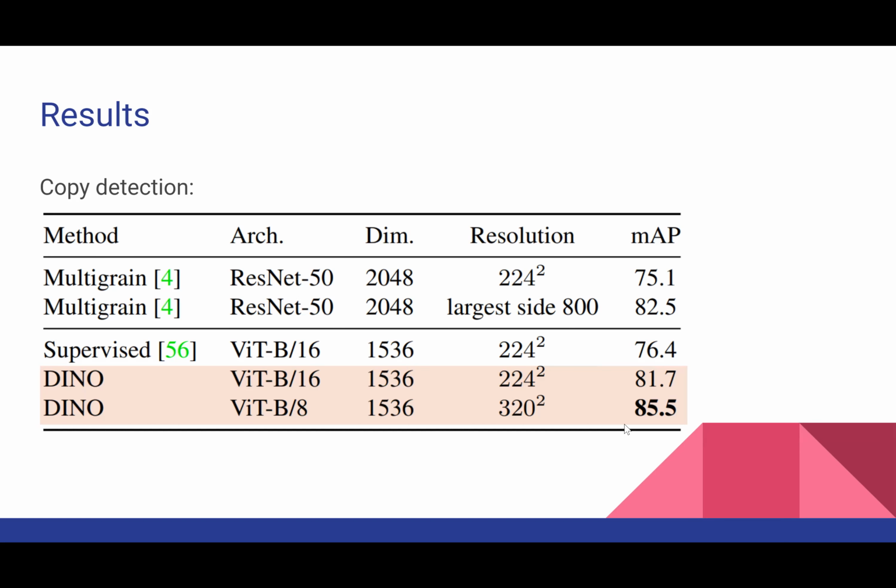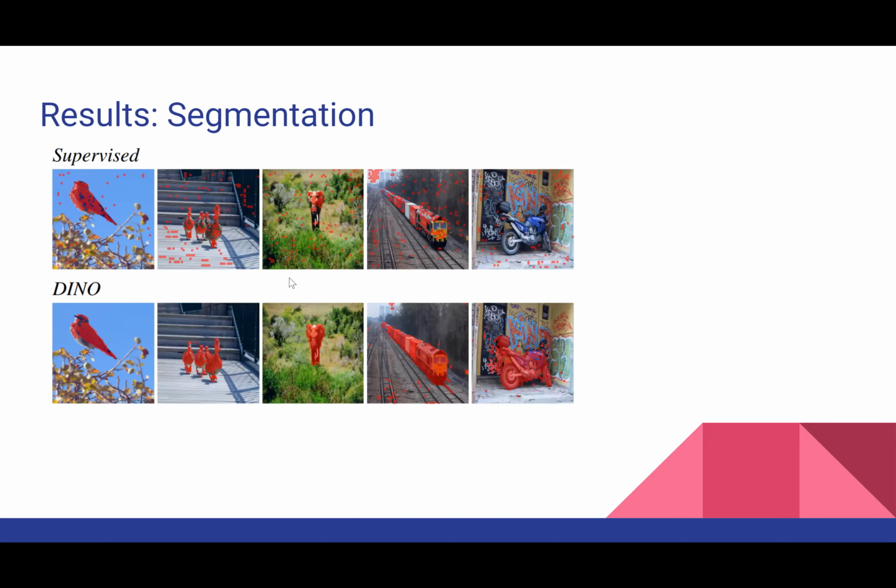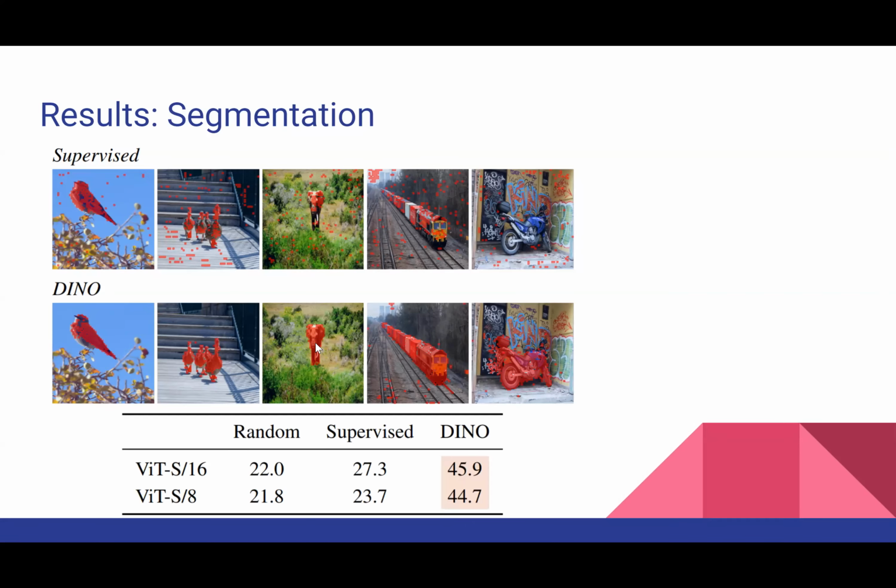Next up, we're going to talk about segmentation. Here we can see an image segmented with the supervised approach and with the Dyno approach. Over those 5 images, we can see that Dyno performs much better. As you can see, the elephant is well segmented, the train is well segmented, the bike is well segmented, where the supervised method struggles heavily on doing so. And we can see that in the results. The results are almost twice as high with the Dyno approach.